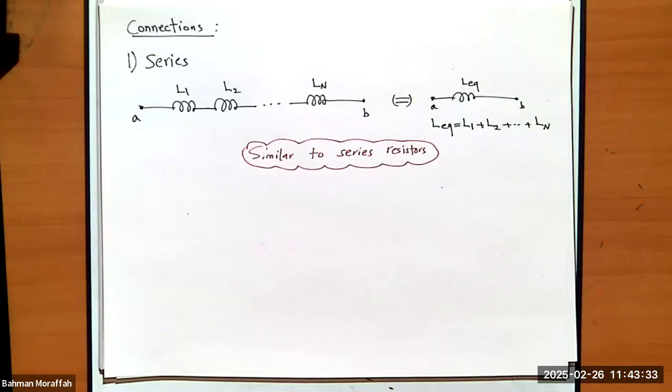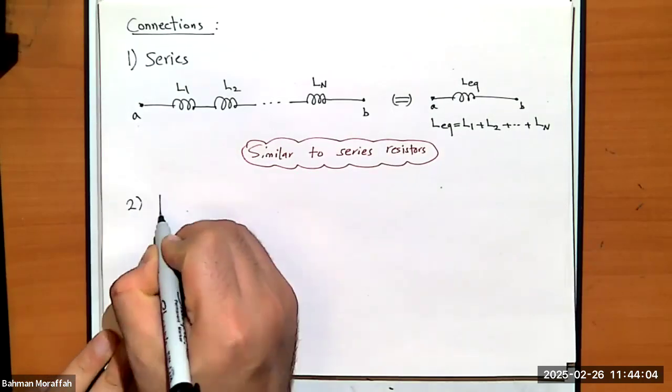But I know the voltage across L1 is L di/dt. So it's L1 di/dt plus L2 di/dt. Remember, the i's are the same. All the way to Ln di/dt. If I factor out that di/dt, whatever is left in front is basically the equivalent. Right? So the proof is exactly the same as what we did for the resistors.